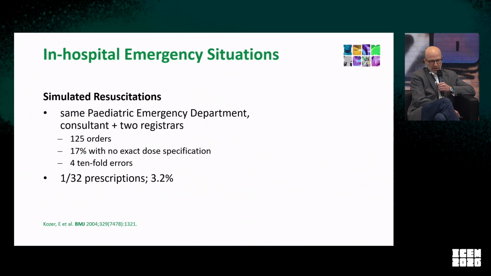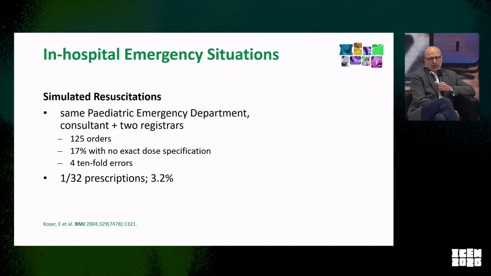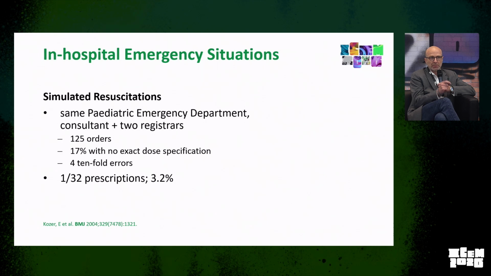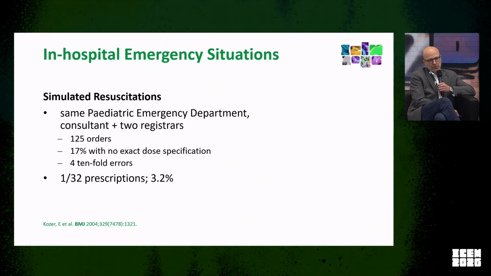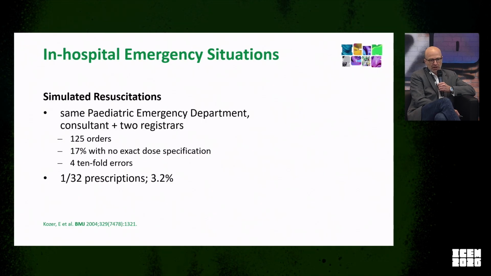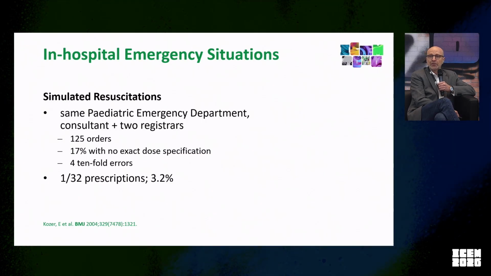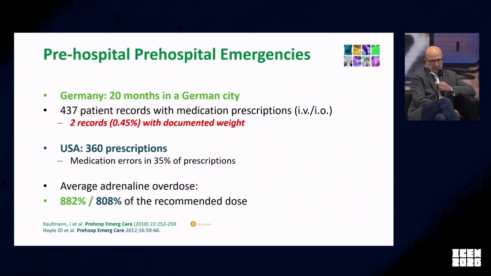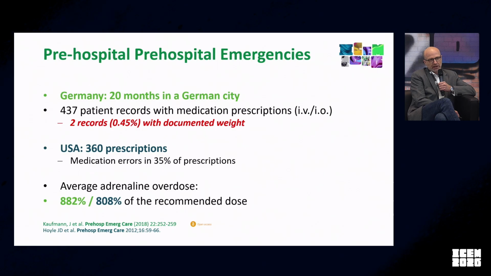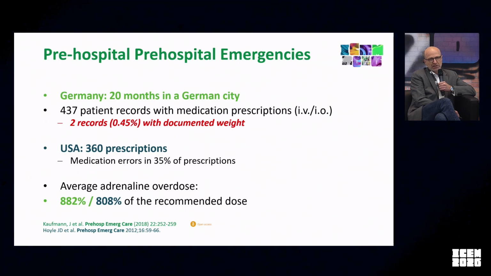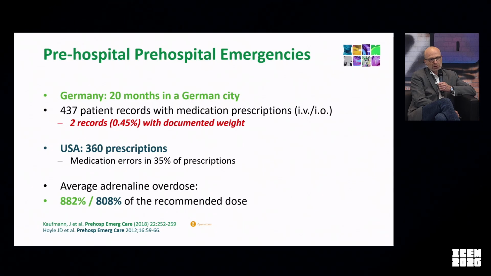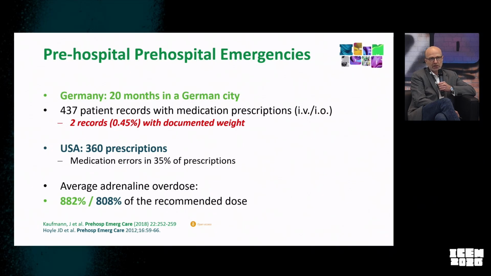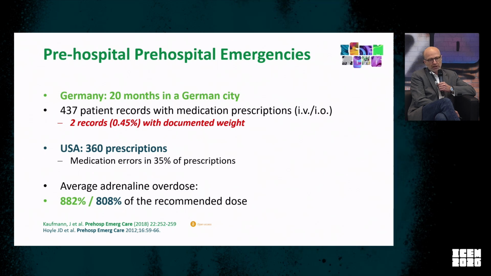In the same hospital I mentioned before, the specialized staff of the pediatric emergency department was asked to do some simulated resuscitation scenarios, and they had 1 tenfold error each, 32 prescriptions, so 3.2% of the prescriptions was a tenfold error. In pre-hospital emergency care, the situation is even worse. There are just 2 trials ever published which focused on severe drug dosing errors in pre-hospital emergency care. The one I initiated in Cologne and the other one was in the US.